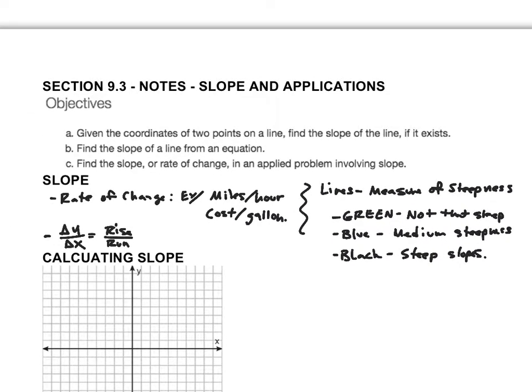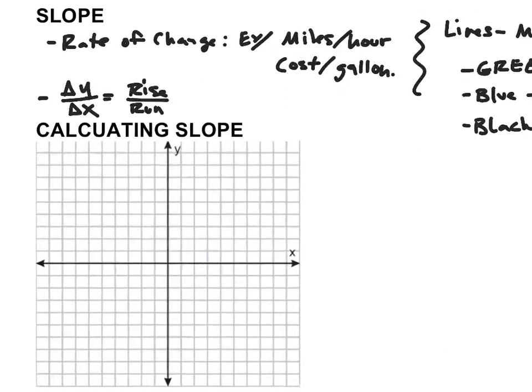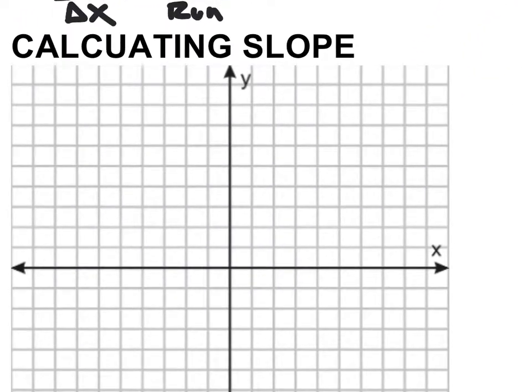And we do this with the change in y over the change in x, the rise over run. So to calculate the slope, I'm just going to draw a line here real quick. I'm going to start with the point (2, 1), and then I'm going to plot the point (5, 3).